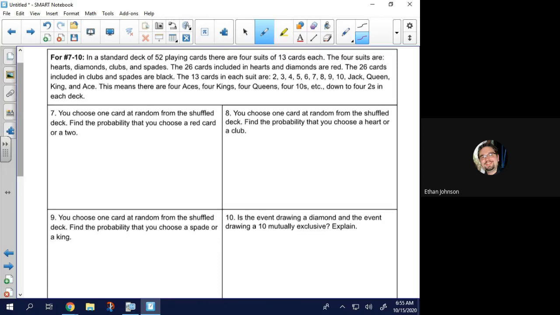Once again, like in the Unit 5 review, the top bit is a blurb about what is in a deck of cards. If you need to read through those real quick, go ahead and take a pause, read it, and then resume.